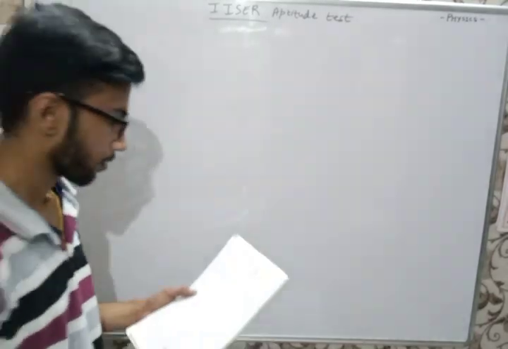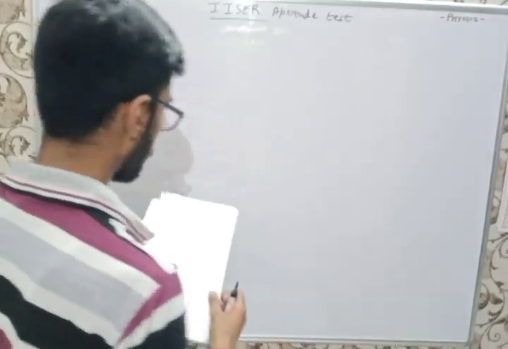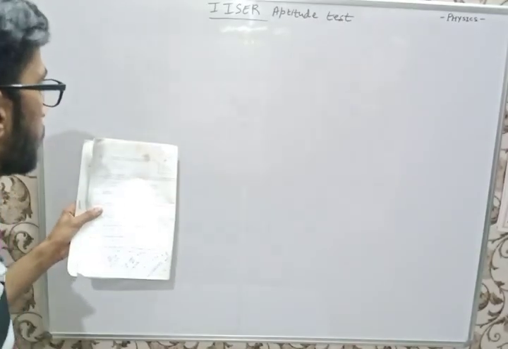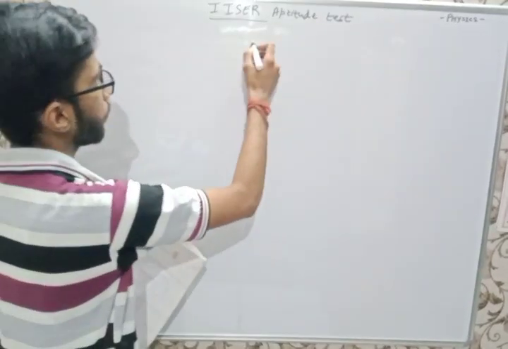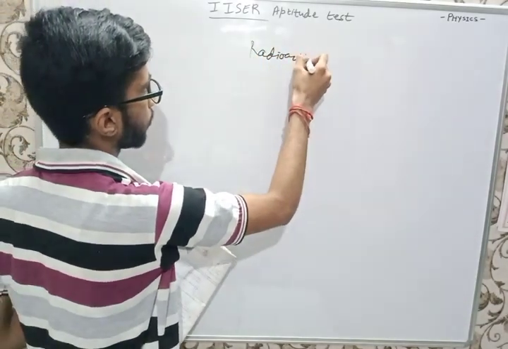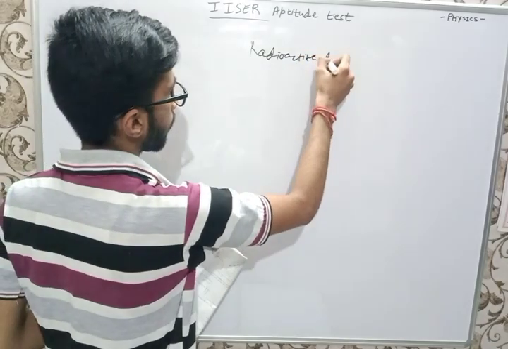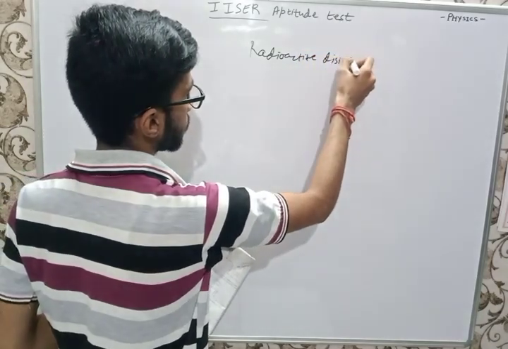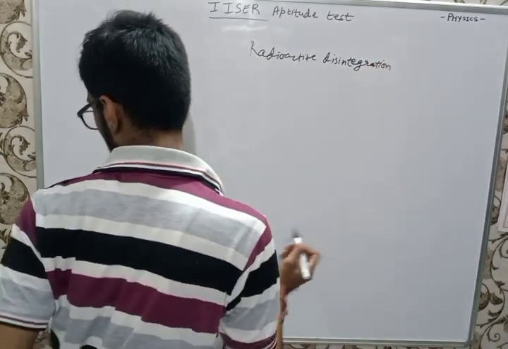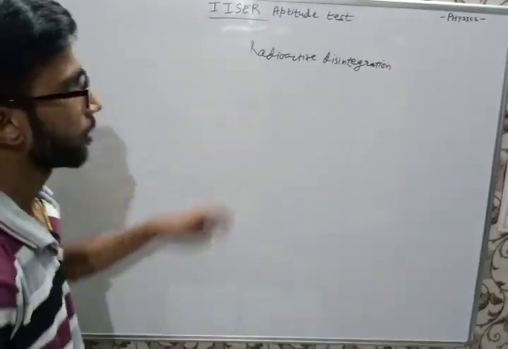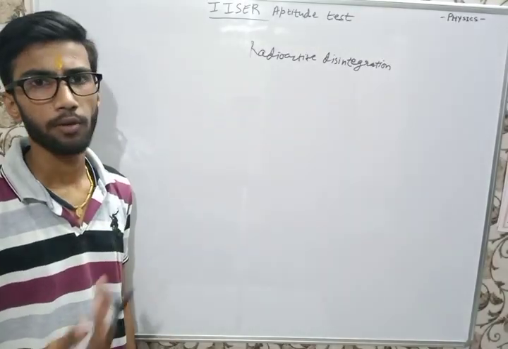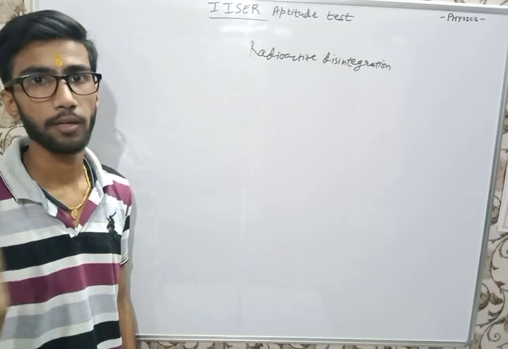Now next, you have the graph for radioactive disintegration. So you have the radioactive disintegration curve. So what is radioactive disintegration? It is the spontaneous process of emitting alpha particles, beta particles and gamma rays.